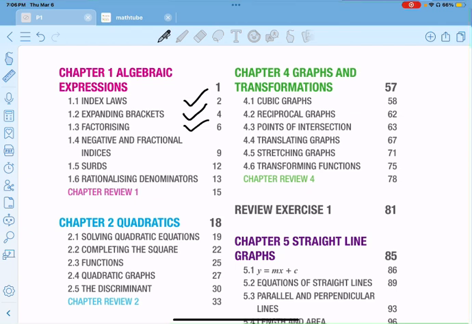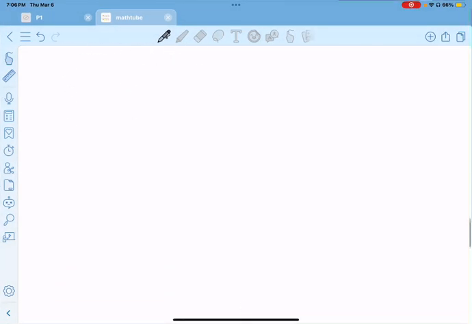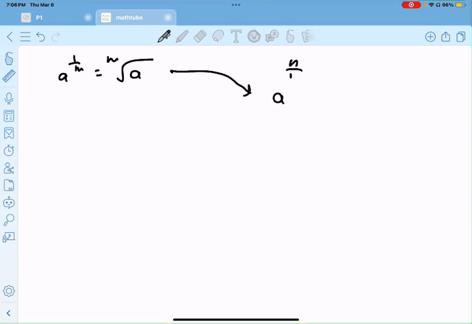Negative and fractional indices. Now, negative and fractional indices, basically, there are some rules that we need to know here. Let's just write them down. A to the power 1 over m will basically be a root m. What does this mean? Let's not have 1 now. Let's have a to the power n over m, okay? This will be equal to a to the power n, root of m.